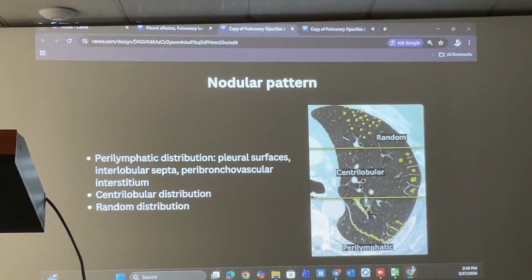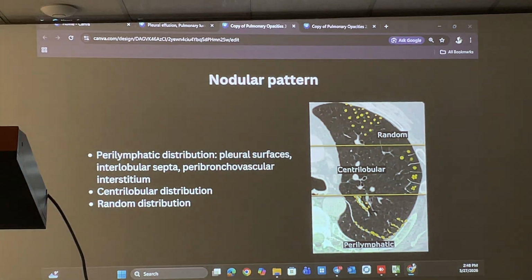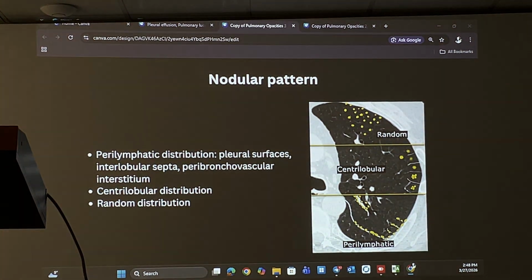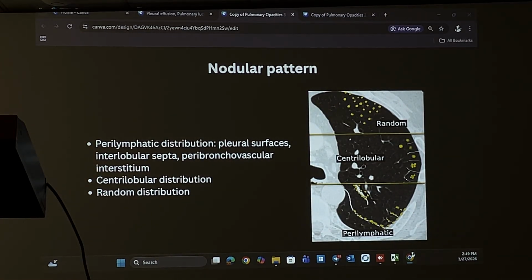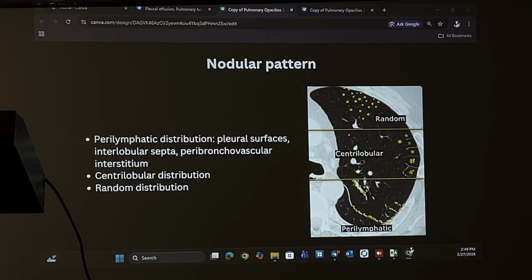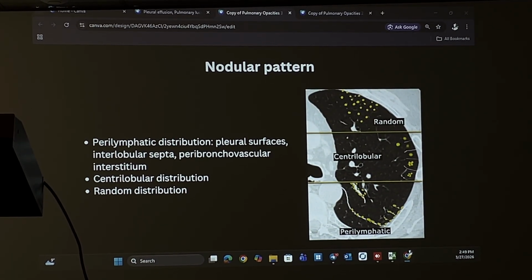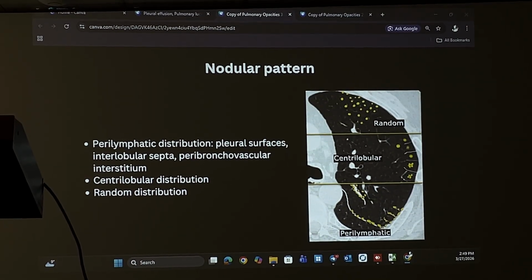Perilymphatic distribution. In patients with a perilymphatic distribution, nodules are seen in relation to pleural surfaces, interlobular septa, or the bronchovascular interstitium. Nodules are almost always visible in a subpleural location, particularly in relation to the fissures.